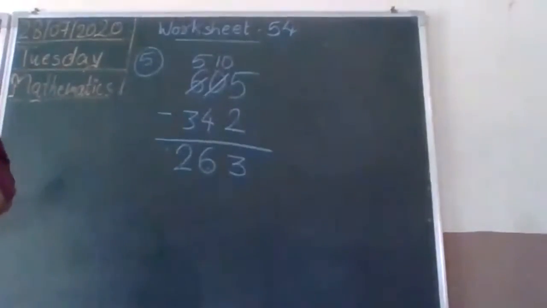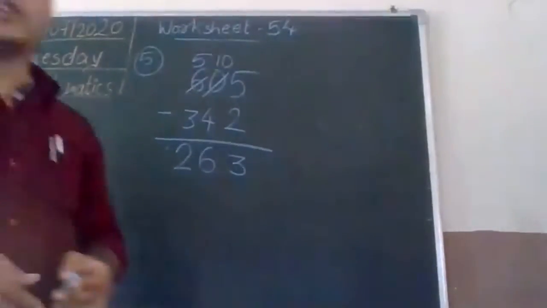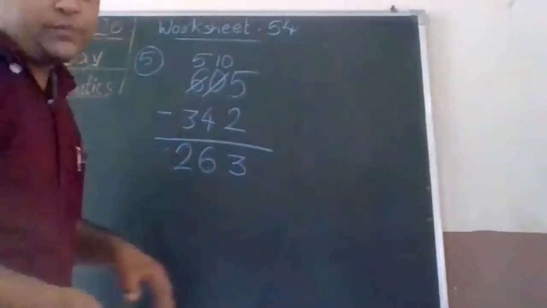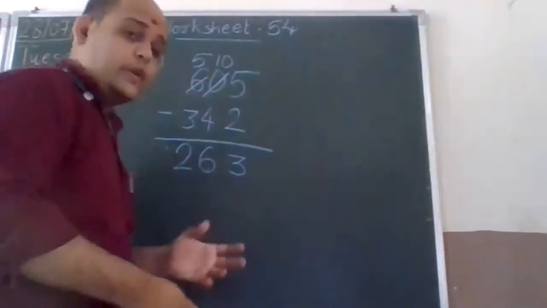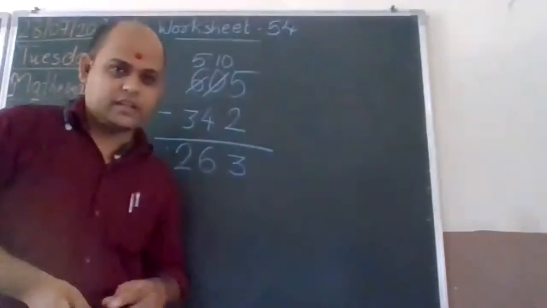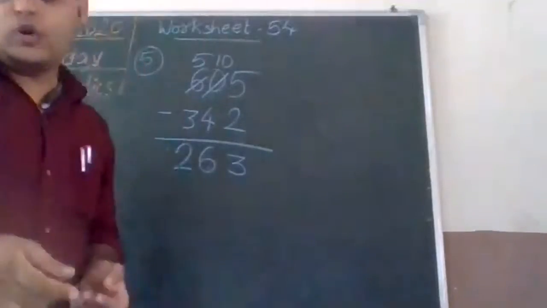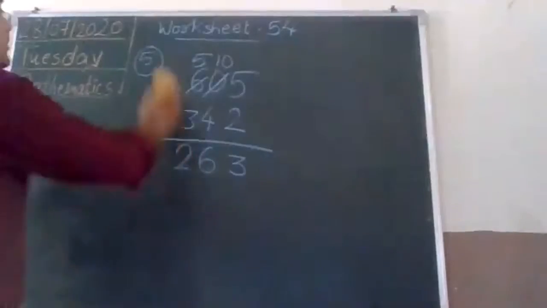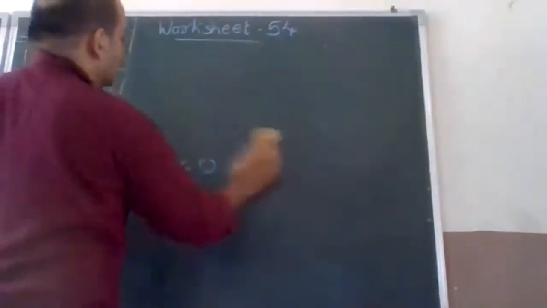The remaining examples are all for subtraction only. You can try your hands on them. If you are not able to do it, you can ask me and we will solve it in the classroom. So we are going to go for the next worksheet, which is worksheet number 55.